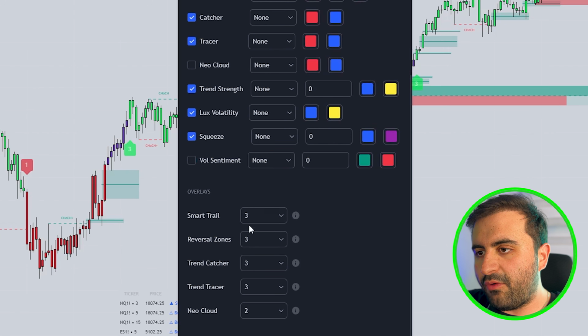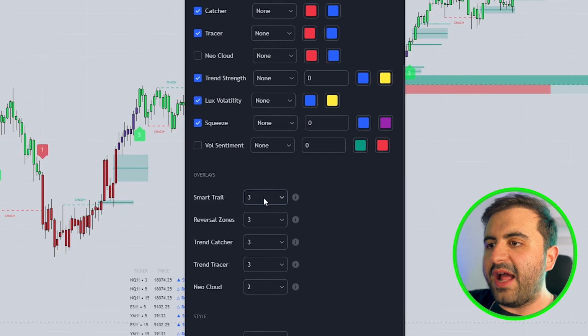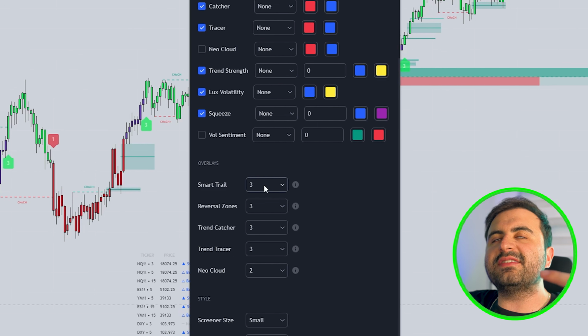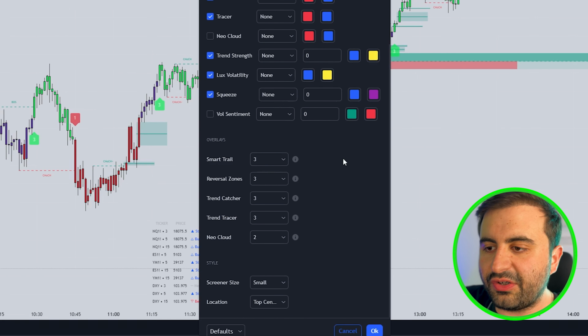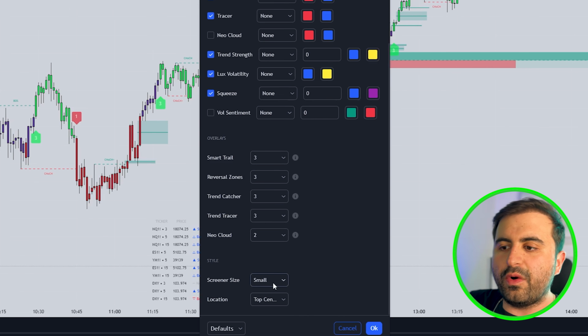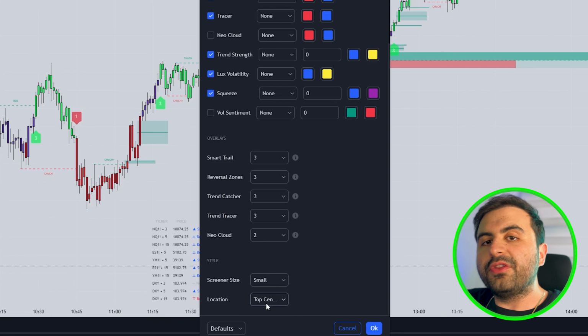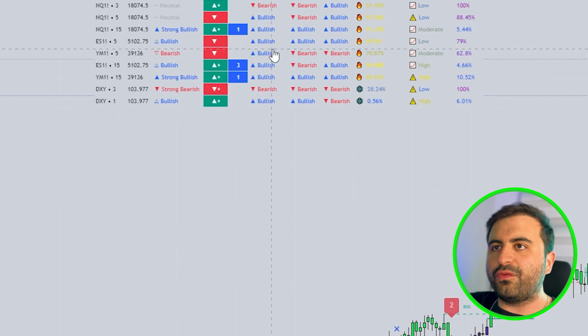And here we have overlays on the smart trail, the reversal zones, the trend catcher, and these are the settings. Think of this as sensitivity. When it goes higher, the sensitivity will increase, right? You can also choose a place where you want to put it. I put the signals and overlays on the top center, and it is small. So let's hit the OK button. Let's see this beautiful thing over here.